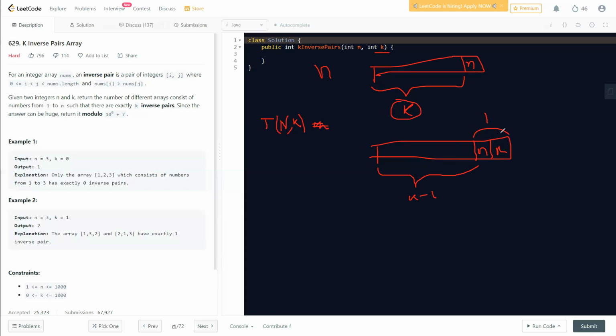So that will be the understanding over here, that we have one inverse pair we can find if we place n at this place. So if we place n at this place, there will be k minus 1 inverse pairs from the n minus 1 elements. Also, in the last case we saw, if we place n at the last, we find k inverse pairs from the n minus 1 elements. Fine. So that's the understanding over here.